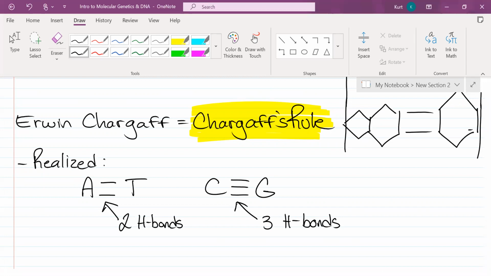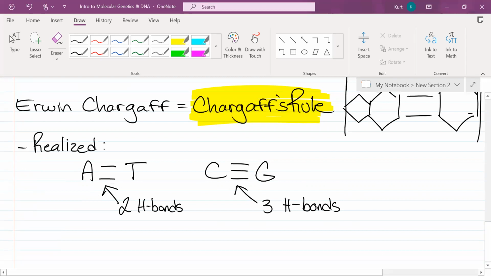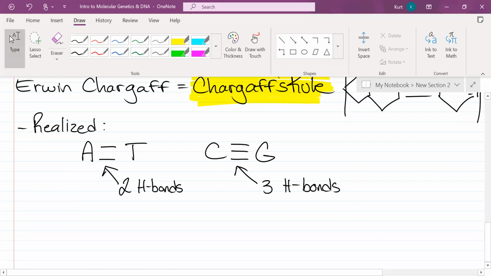Hydrogen bonds are pretty easy to break. All you do is you just hydrolyze them. You add water to them and they break. Are there any questions so far?